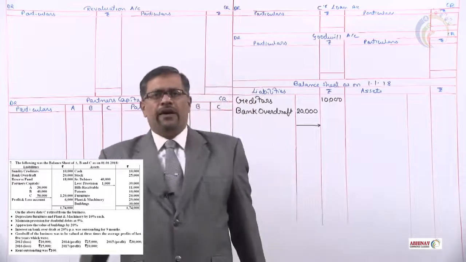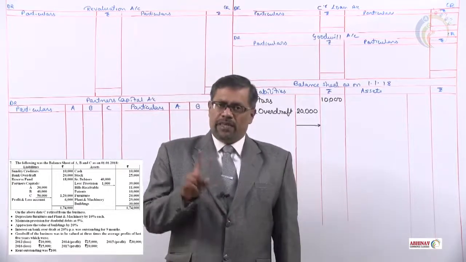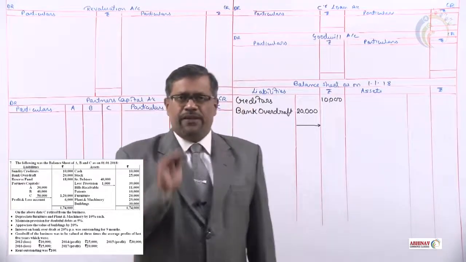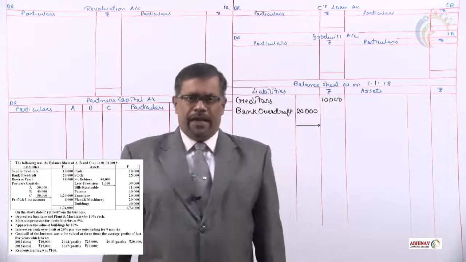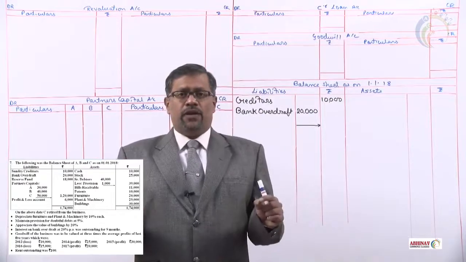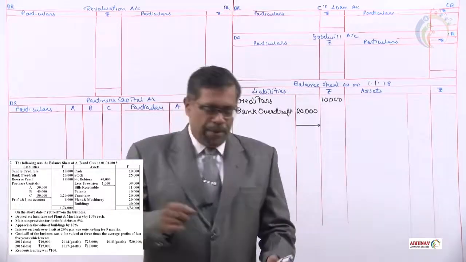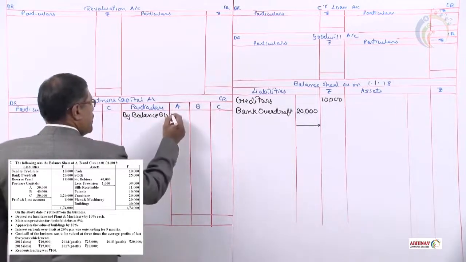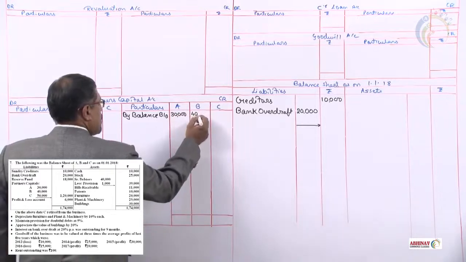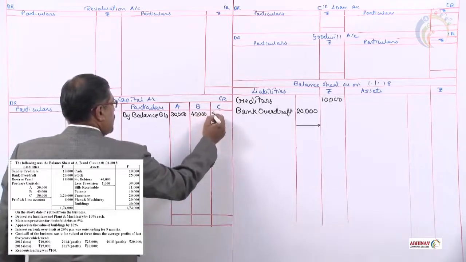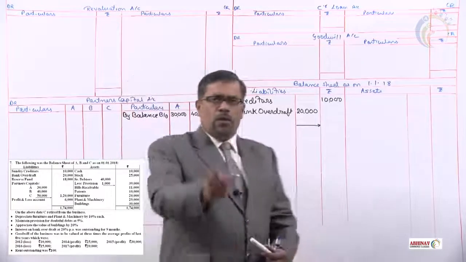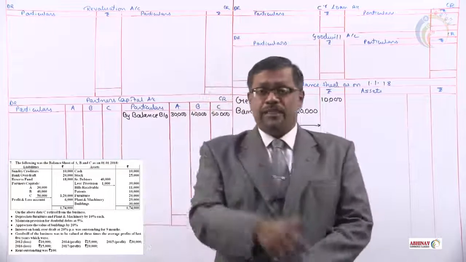After this, what we have is reserve fund. We'll transfer reserve fund to capital after taking the capital balances. So let's see first what are the capitals of A, B and C. 30,000, 40,000, 50,000. Capitals in capital account, by balance brought down, 30,000, 40,000 and 50,000.